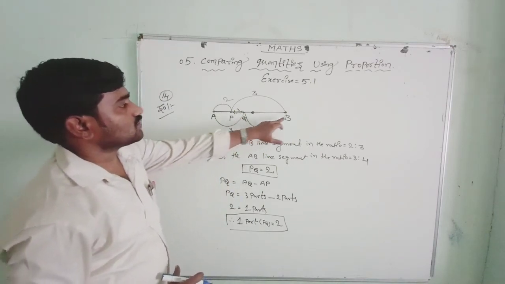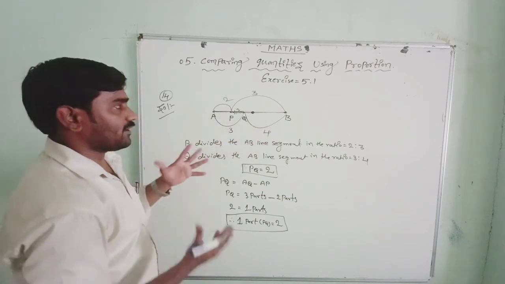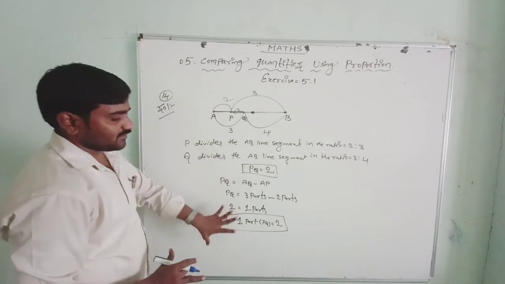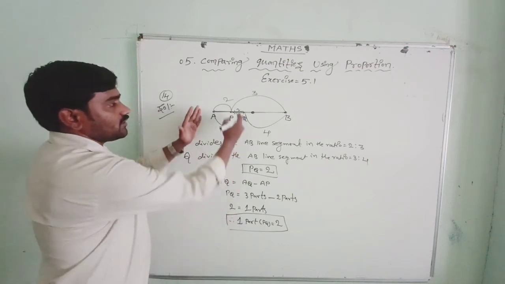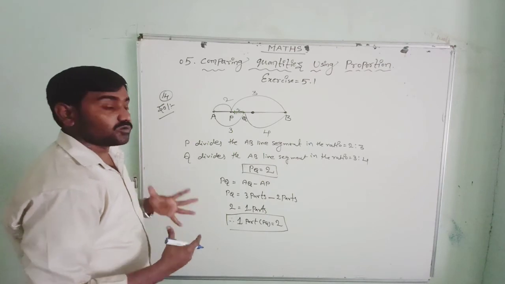Then you have to get this one. Here this total minus this one you have to do, and you get one part of that also. 4 minus 3 gives one part. Till here I hope you understood. So one part equal to 2. One part equal to 2 centimeters.